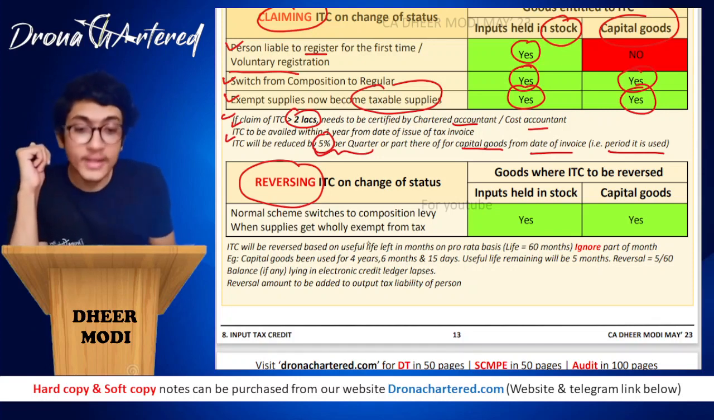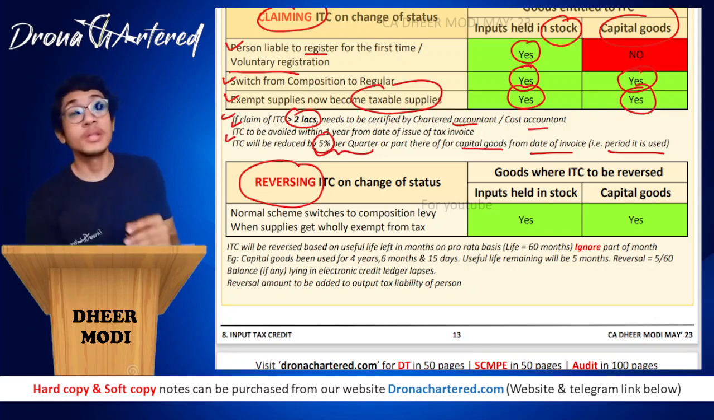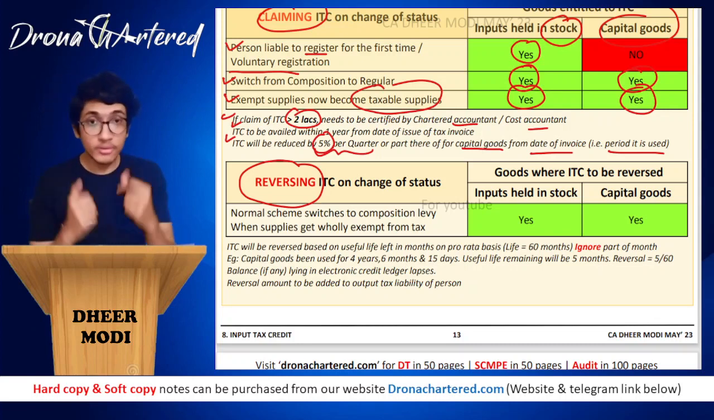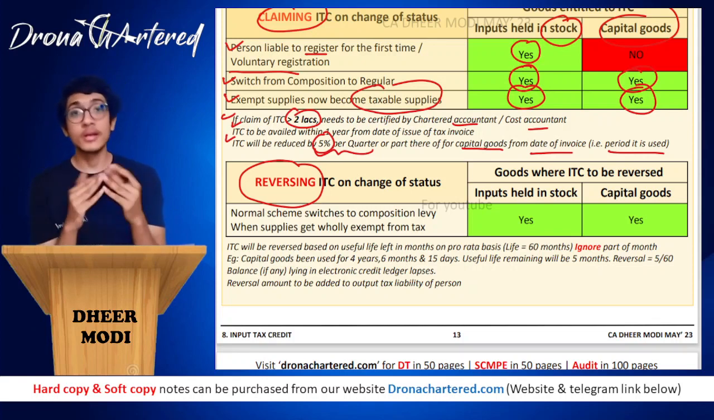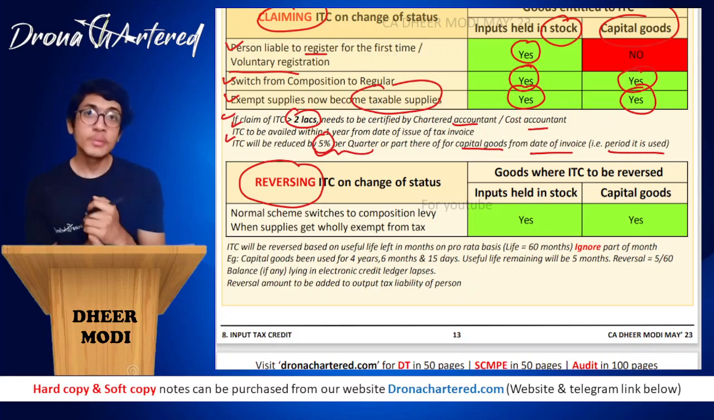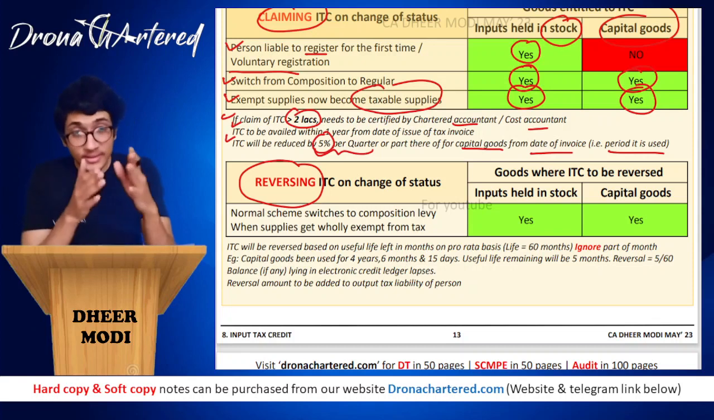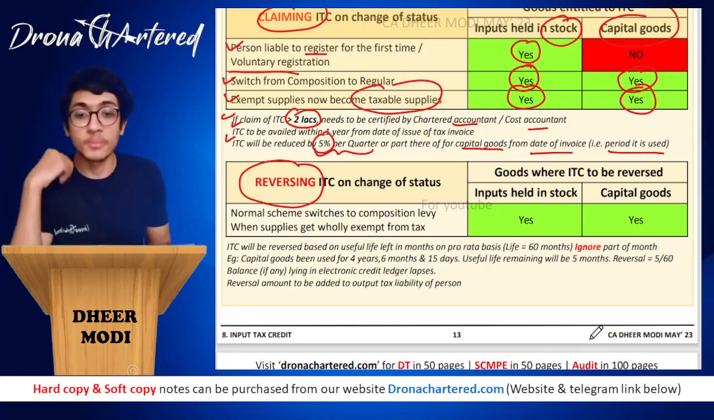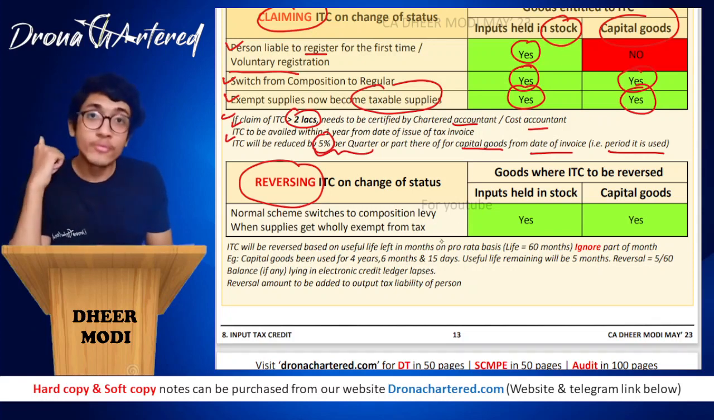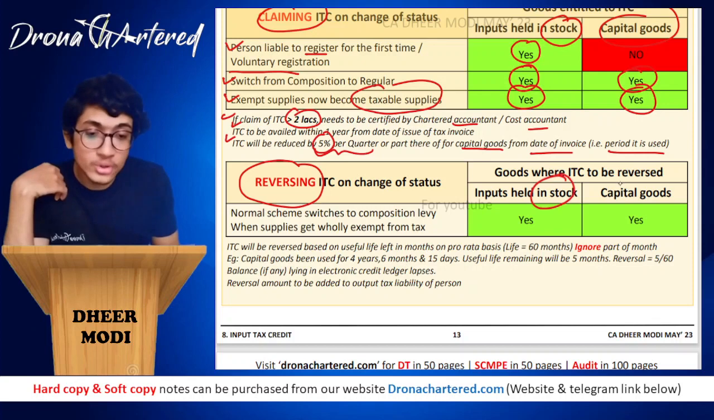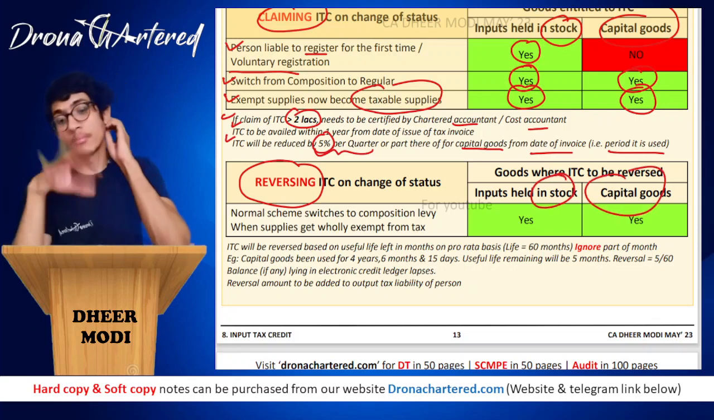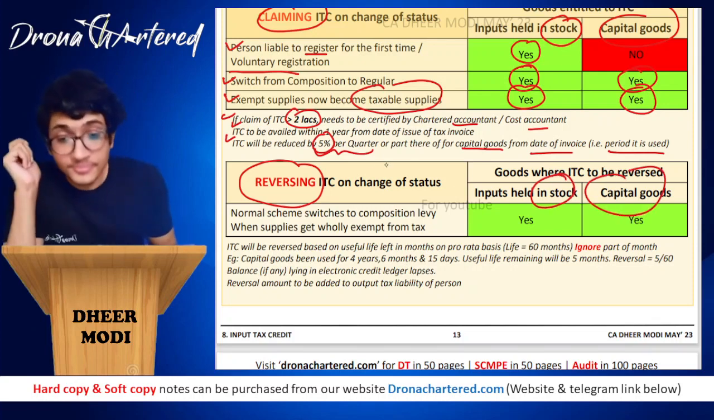Or when supplies get wholly exempt from tax. For example, earlier the inputs that you were using to make the outward supply, that outward supply was taxable, but now due to some government notification, that taxable supply has become exempt. So in such a case, of course, you will have to reverse the ITC, because no ITC is eligible on exempt supplies. So it is eligible on stock and capital goods, both of them are yes.